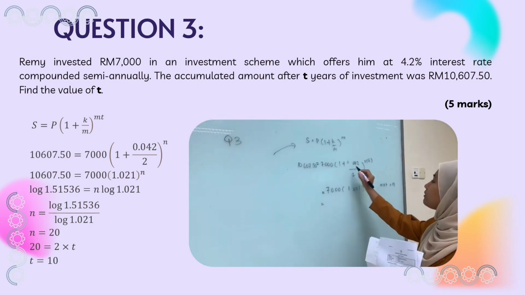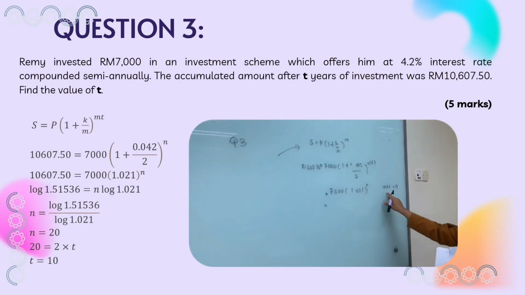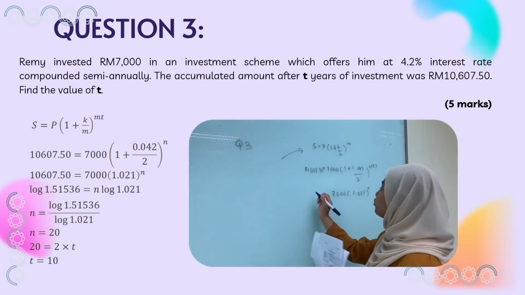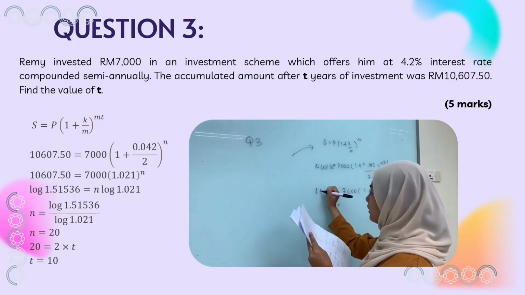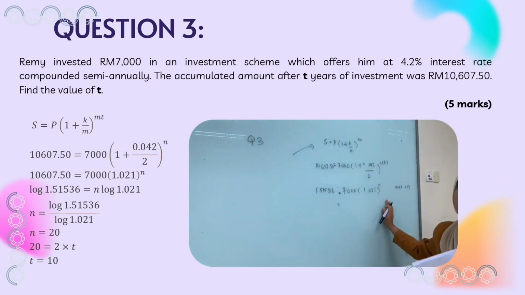We divide the second number by the first and got 1.02 to the power n, because we know M times T is equal to n. So on the other side we just divide this. So we got 1.59536. So to get the n, we have to use the formula of log.